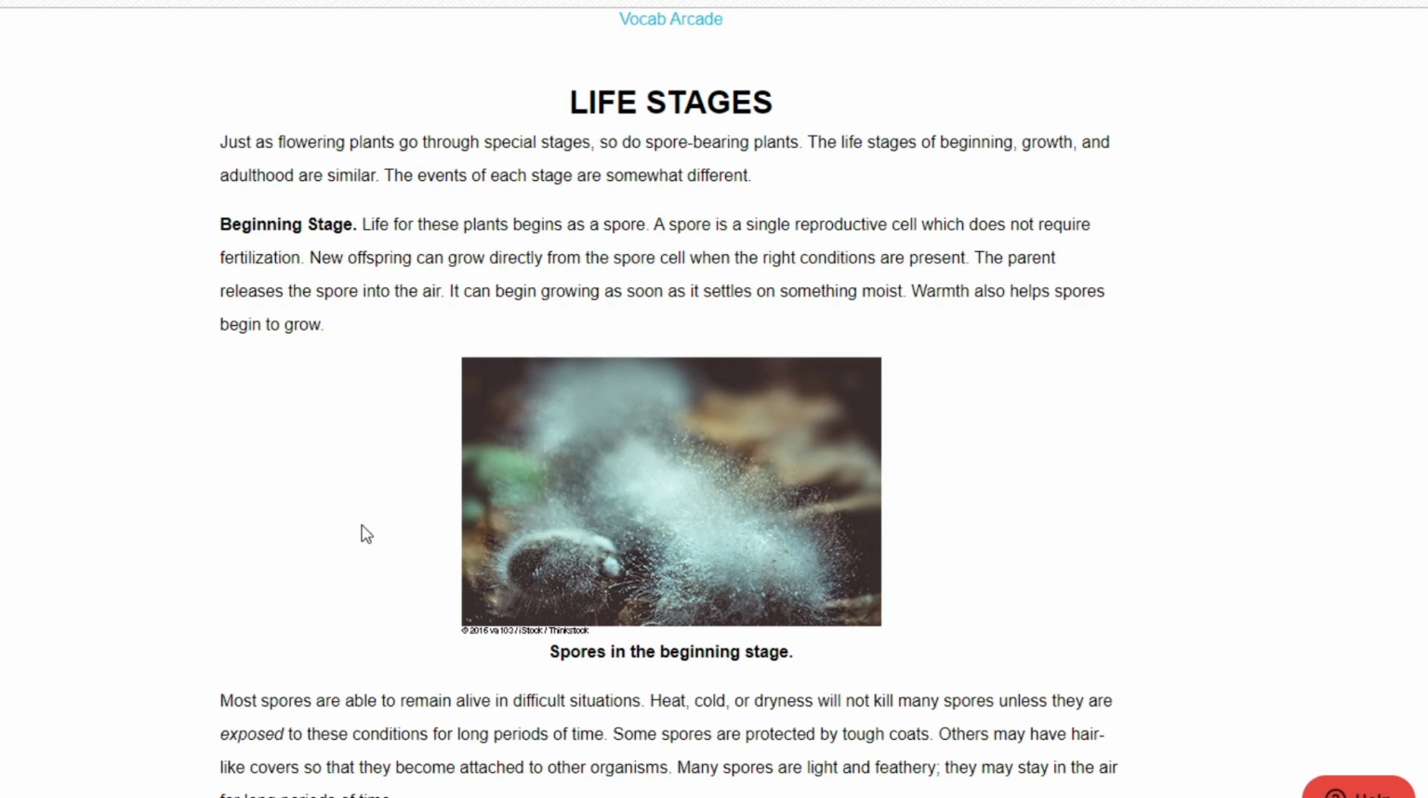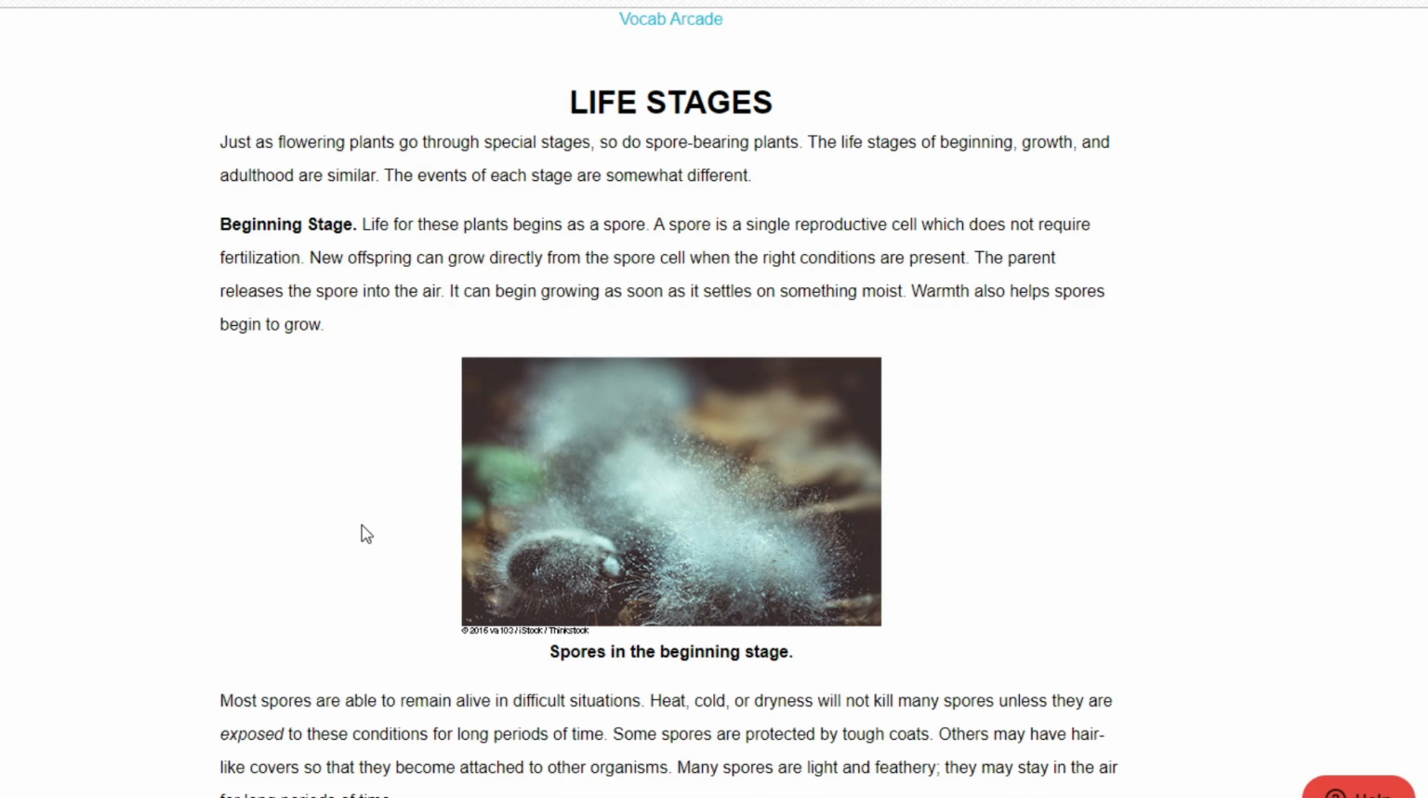New offspring can grow directly from the spore when the right conditions are present. The parent releases the spore into the air. It can begin growing as soon as it settles on something moist. Warmth also helps spores begin to grow. So what I want you to think about is, what happens to the spore if it is not meeting those requirements? What happens if it does not settle on something moist or warm? Does it die? No, it does not immediately die. So spores can live for a very long time.